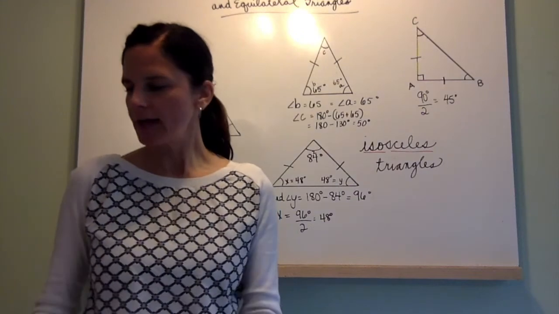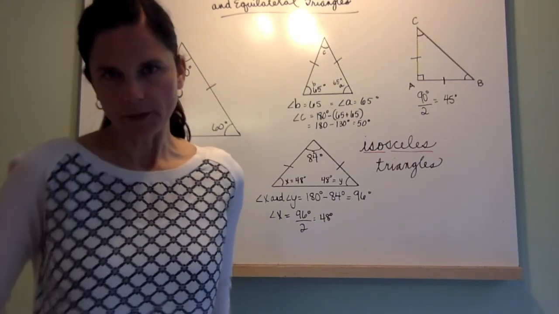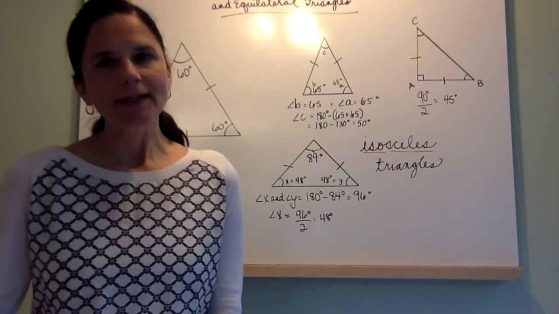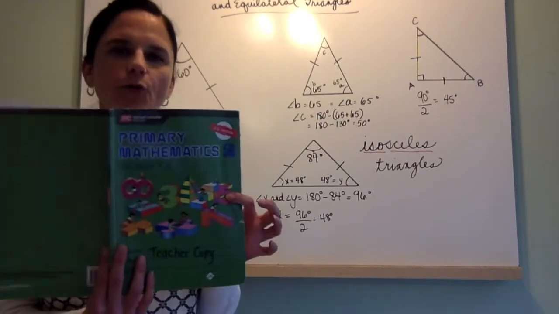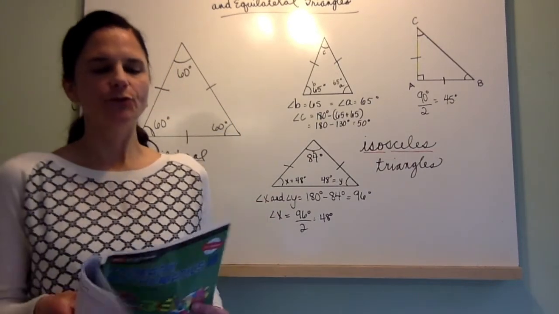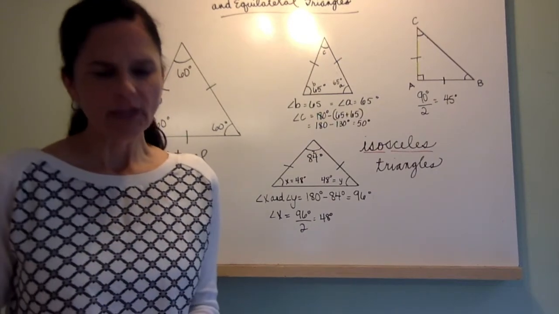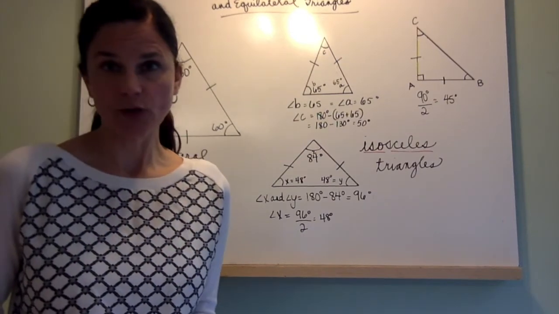So this is the kind of practice you're going to be doing in your workbook today. So if you could turn to page 70 in your workbook, I'm just going to have you do page 70 today. And you're given 4 different triangles.